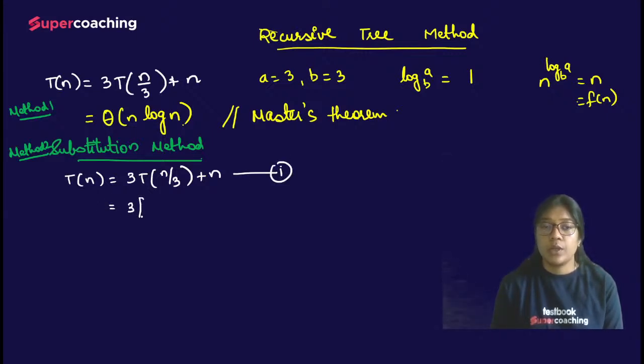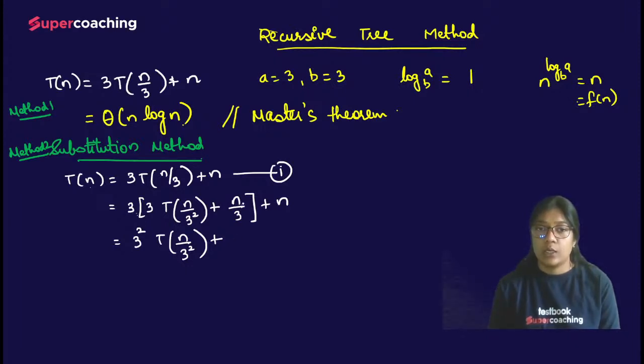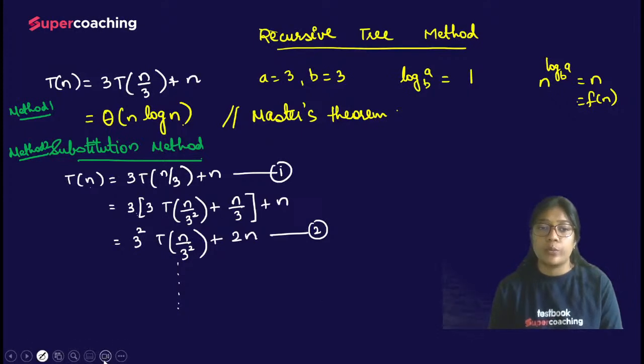Case 1. Here you'll be substituting the value 3T of n by 3 square plus n, so here we'll get n by 3 plus n. When you open these brackets, it comes out to be 3 square T of n by 3 square plus 3 into n by 3, which is n only, so it comes out to be 2n. Second case. Like this, you'll come up with the series and we will get the series at the end. So using substitution method also we can solve it.